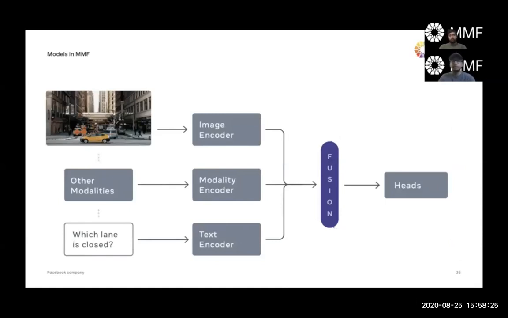So the output of the fusion is fed into a head. The head can be either a classification head or a pre-training head depending upon the task, or maybe some other type of head. For image captioning, for example, you will need a generative head.